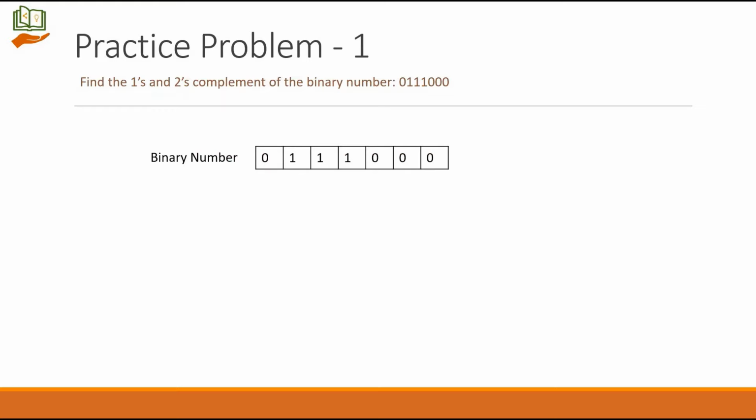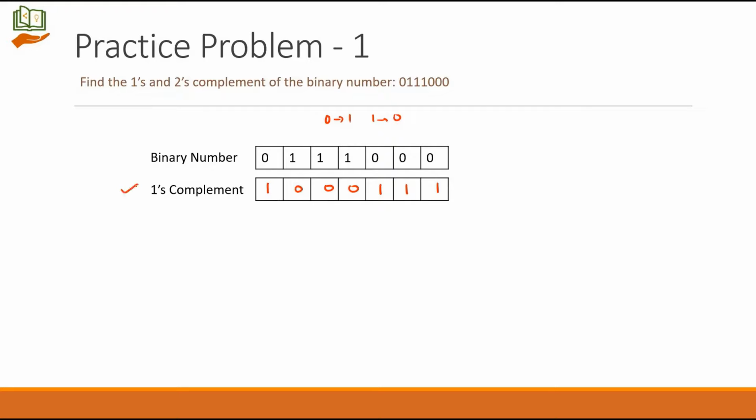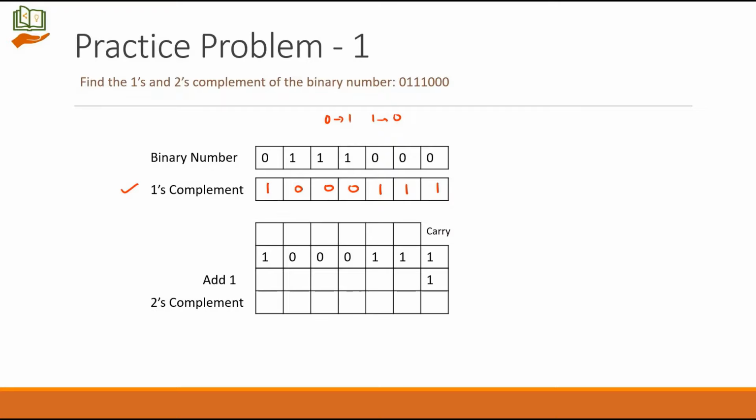Let's take the binary number. We will find the 1's complement. So how do we find it? We have to convert the zeros to 1's and 1's to zeros. So this will be 1, 0, 0, 0, 1, 1, 1. This is the 1's complement answer. Now how do we find the 2's complement? We will take the 1's complement value, add 1 to it and then find the 2's complement.